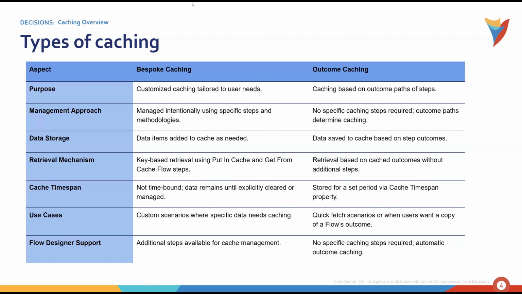So how is Flow Designer supporting bespoke caching? It gives us additional steps available for caching management, whereas for outcome caching, there are no specific caching steps required and the automatic outcome caching is done by Flow Designer.